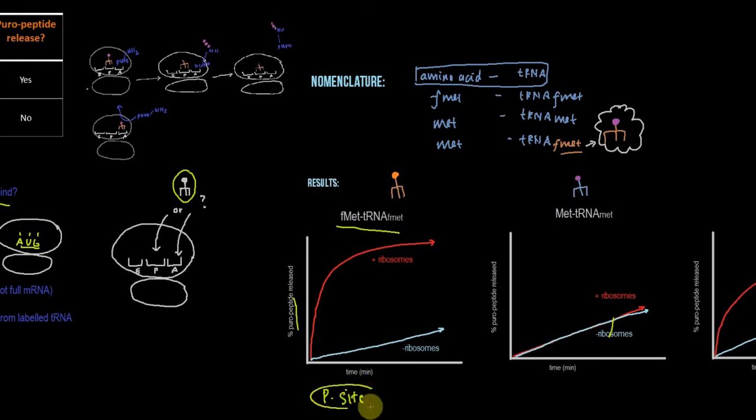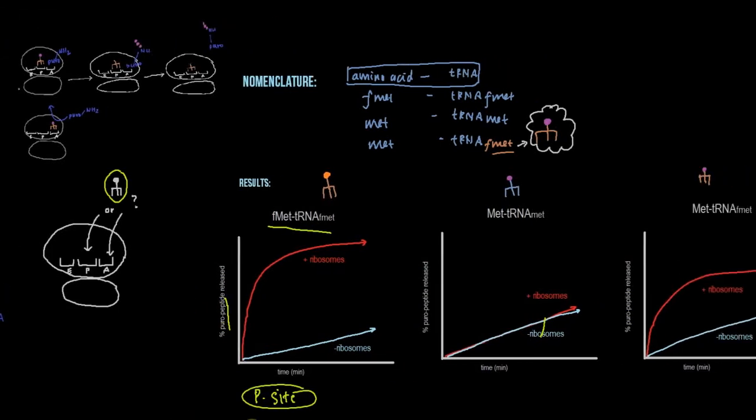Where does it bind? In the P site. And remember, it's because if the tRNA was in the P site, puromycin will be able to bind, and thus you'll get a release of the puropeptide due to peptidyltransferase by the ribosome.